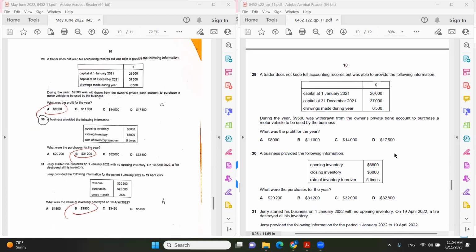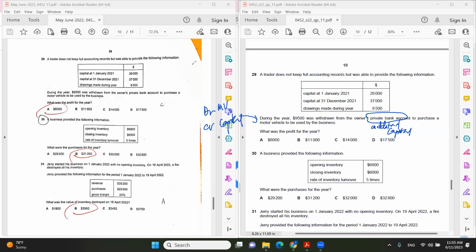Okay, 29. A trader does not keep full accounting records, but was able to provide the following information. Opening capital, closing capital, drawing. During the year, 9,500 was withdrawn from the owner's private bank. The money from the private bank is additional capital, to purchase a motor vehicle to be used in the premises. So this double entry will be debit motor vehicle, credit capital.